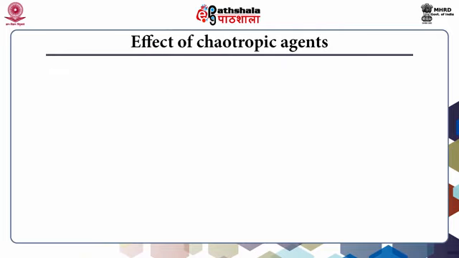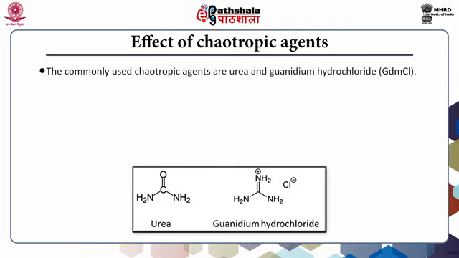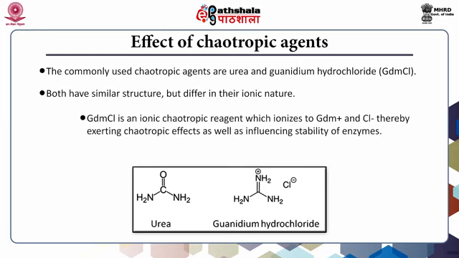Effect of chaotropic agents. The commonly used chaotropic agents are urea and guanidinium hydrochloride, also summarized as GdmCl. Both have similar structure but differ in their ionic nature. Guanidinium hydrochloride is an ionic chaotropic agent which ionizes into Gdm plus and chloride ions, thereby exerting chaotropic effects as well as influencing the stability of enzymes. Urea, on the other hand, is non-ionic and exerts only chaotropic effects.